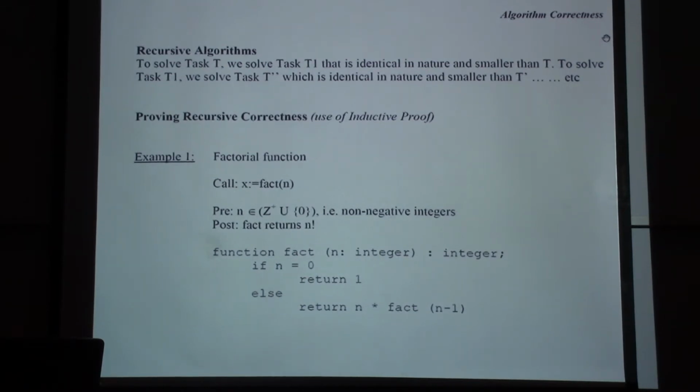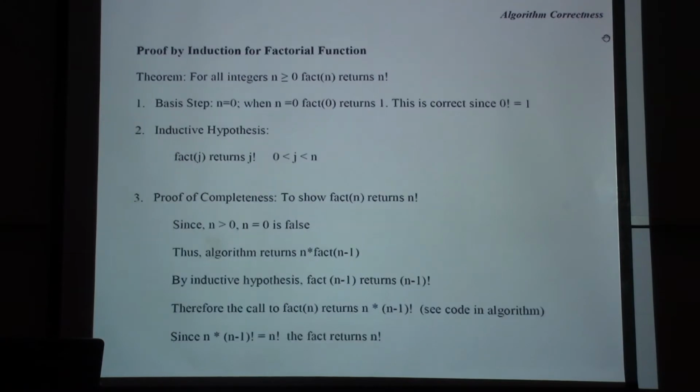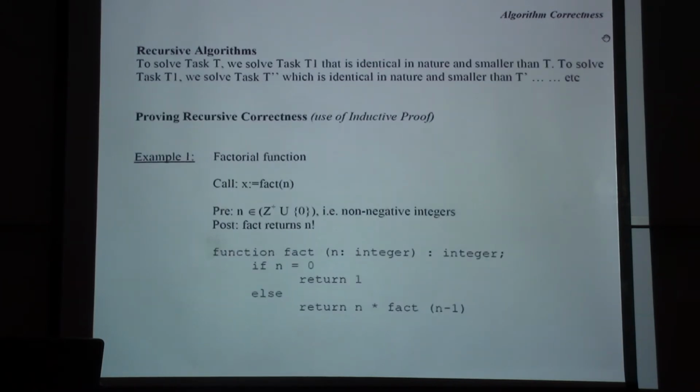In order to hit the base case immediately, you have to have n be passed a value of 0. So what I'm going to show here, the base step, is n is equal to 0. When n is equal to 0, fact 0 returns 1. This is correct since 0 factorial is equal to 1. So when 0 comes in, the condition is true. We return 1. So fact of 0 returns 1. It's true because factorial of 0 is equal to 1.